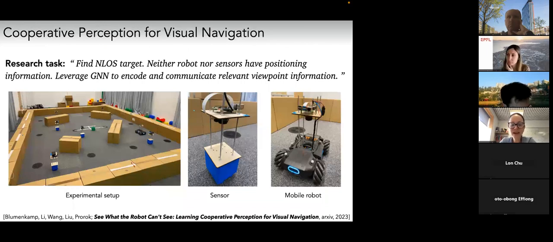So the last example I want to show you as I start coming to the end of my talk is a final real world problem that we tackled that also exploits graph neural network based coordination and communication in order to solve a problem that would otherwise be hard to solve with first principles model-based solutions. And so the problem that we're trying to solve here is motivated by scenarios where we want the robots to essentially see around corners. We want the robots to be able to see around, to see what they cannot see.